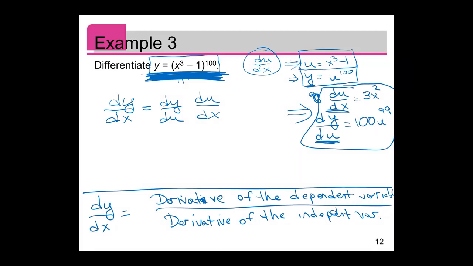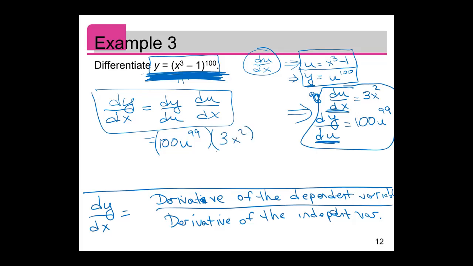Gotcha. Okay, good. So now once I've taken all my derivatives and done all my substitution, it's pretty easy because I know dy du is equal to 100 u to the 99th power, and I know du dx is 3x squared. Then I just do one more substitution because I can't have that u in there. So this is 100 times x cubed minus 1 to the 99th power times 3x squared. So I could say this is 300 x squared times x cubed minus 1 to the 99th power. And that would be my final answer.